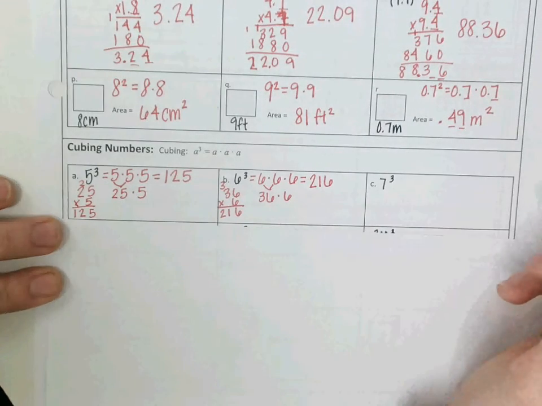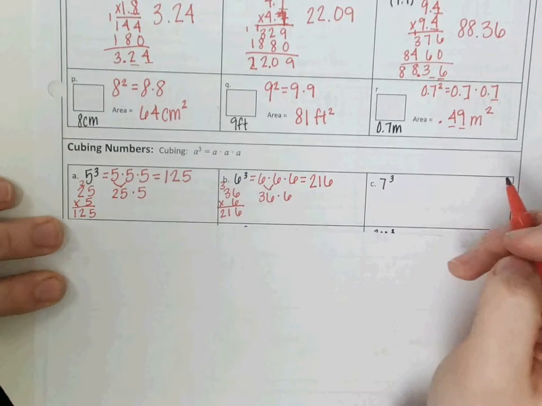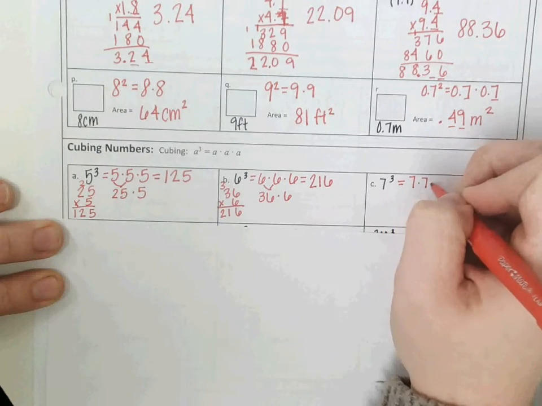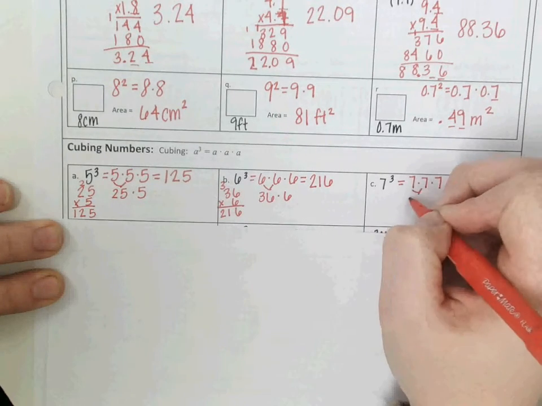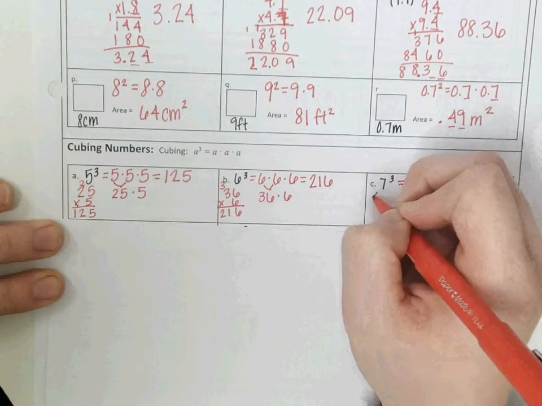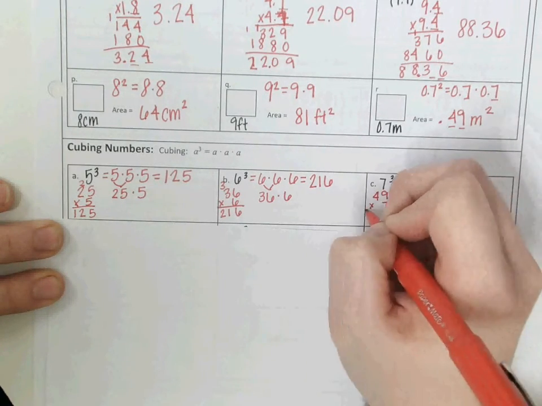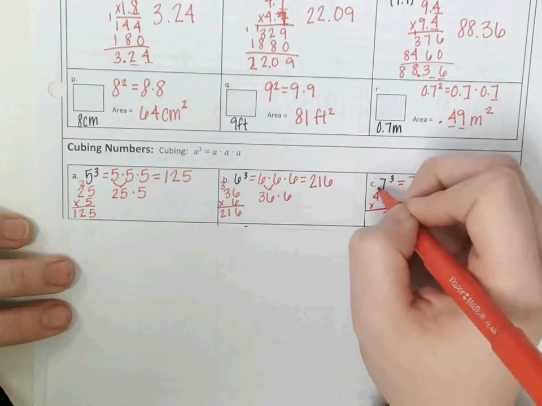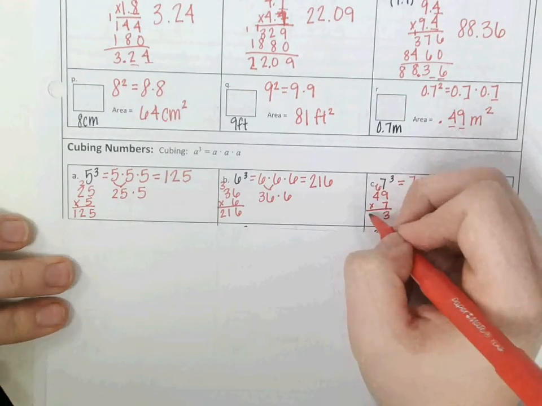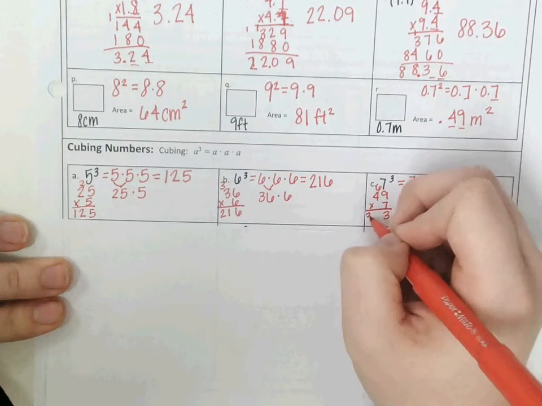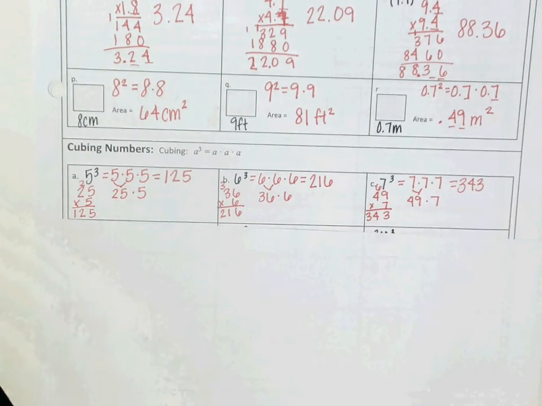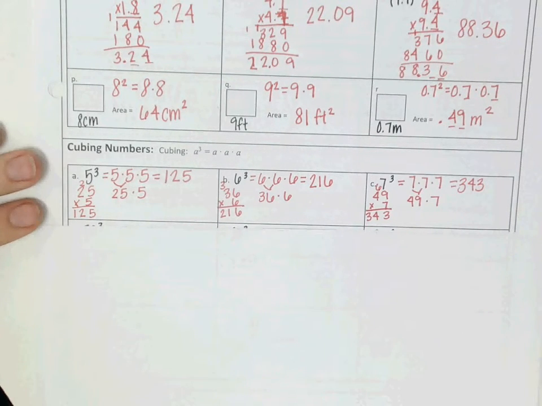So I want you to do part C on your own. Again, pause the video and then double check with my work. So we should get 343 is 7 cubed.